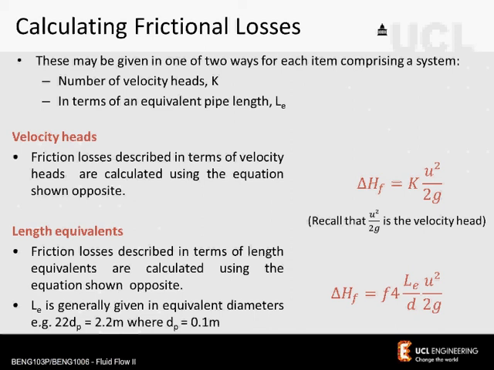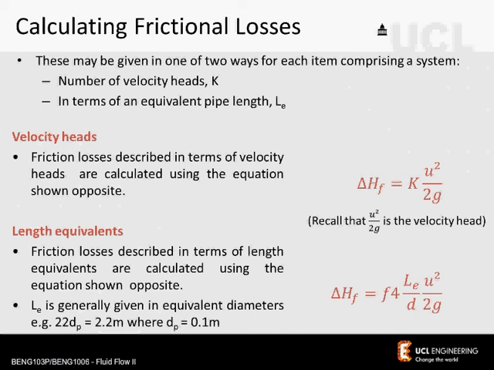For length equivalence, they are calculated using the standard equation, delta HF equals 4F L over D multiplied by U squared over 2G. And you simply add the length equivalents to the total length of pipework. So length equivalents are usually given in terms of equivalent diameters.